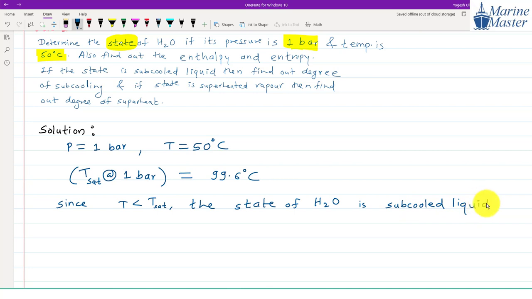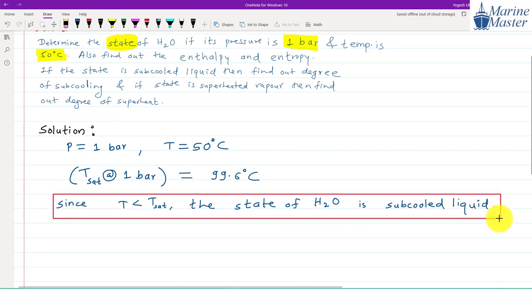Always remember this: whenever our temperature is less than the saturation temperature, the state of that particular substance will be subcooled liquid. In this scenario, we are dealing with H2O. So since our temperature is less than the saturation temperature, the state of H2O is subcooled liquid. Now what is our next target? Here we have to find the enthalpy and entropy of that H2O.